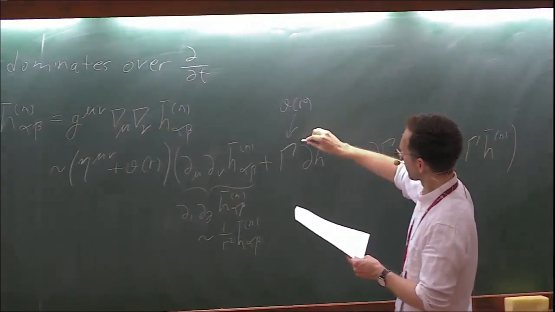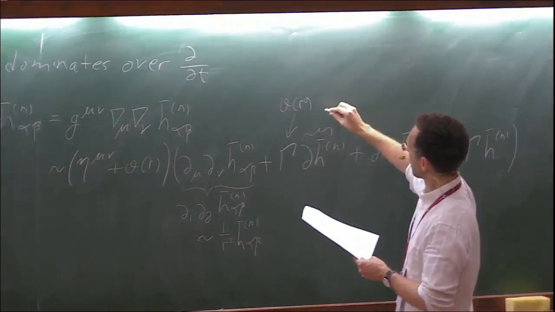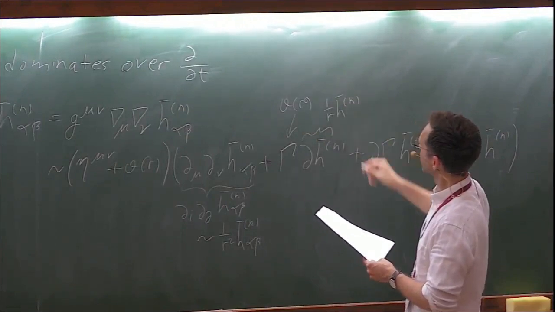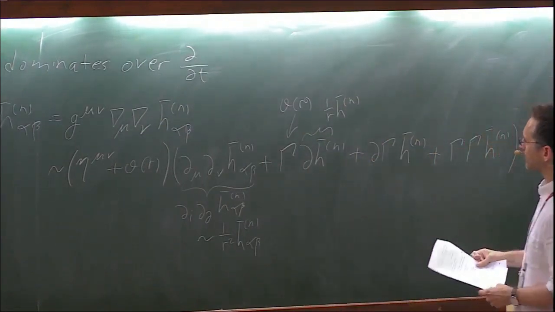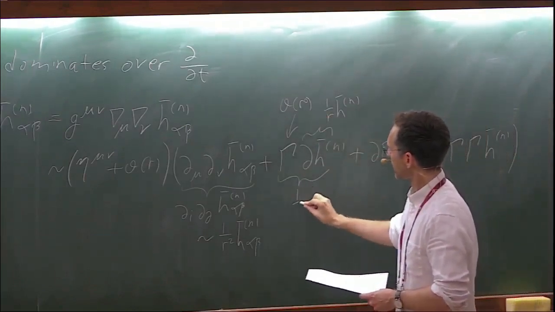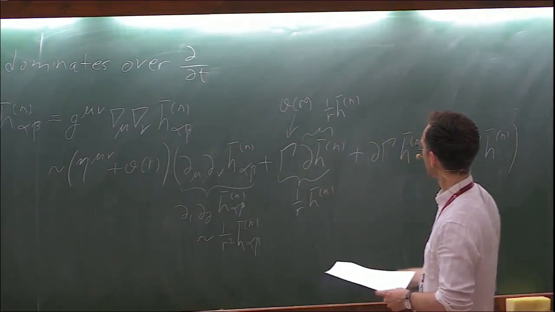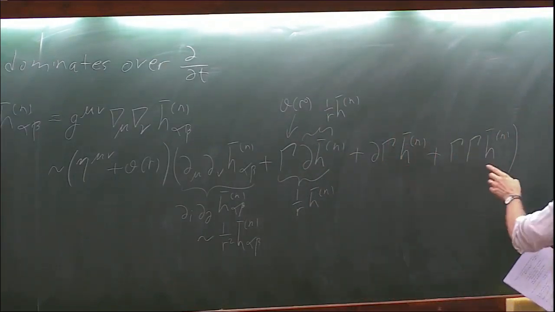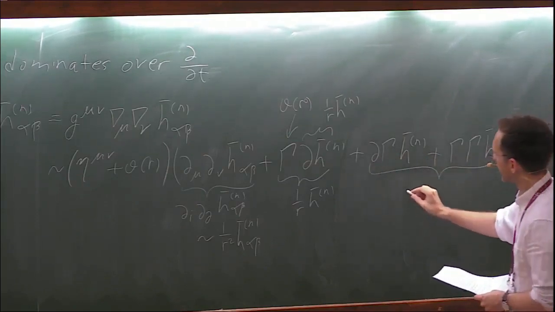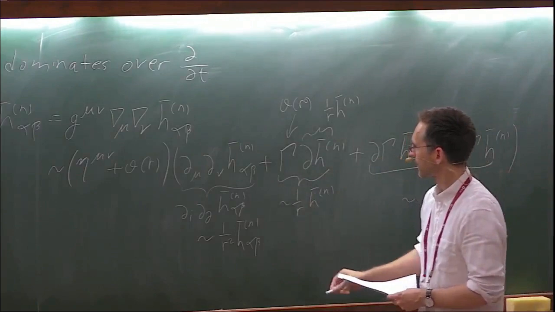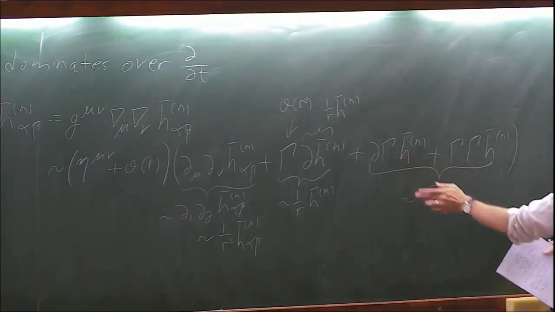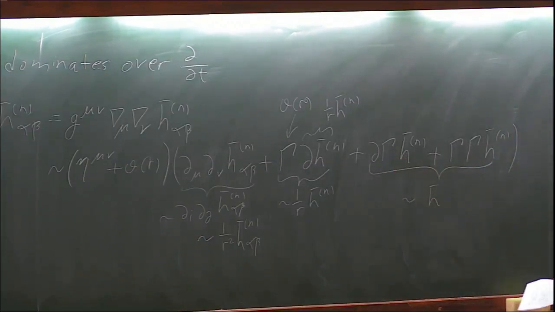Then this is of order 1 over r to the h bar n if this is a spatial derivative. So this whole thing is 1 over r times h bar n. Here you don't have any derivatives. Here you don't have any derivatives of h bar. So these are both of order just h bar. The Christoffel symbols can't give you a negative power of r.